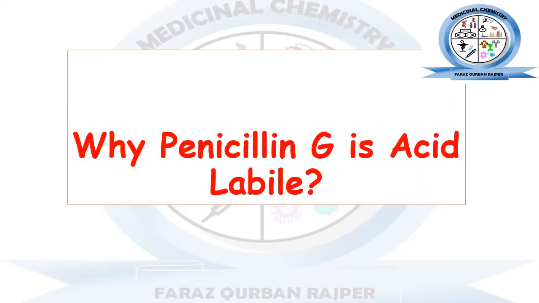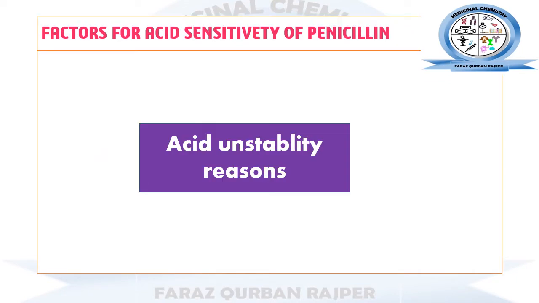Why is penicillin G acid labile? We have already studied that penicillin G is acid sensitive, it is acid labile, that's why it is not used for the oral formulation. But now let's discuss why it is acid labile and how we can make it an acid stable penicillin. There are several reasons behind the acid instability or acid sensitivity of the penicillins.